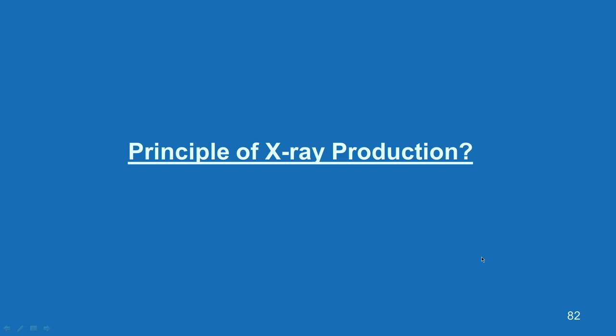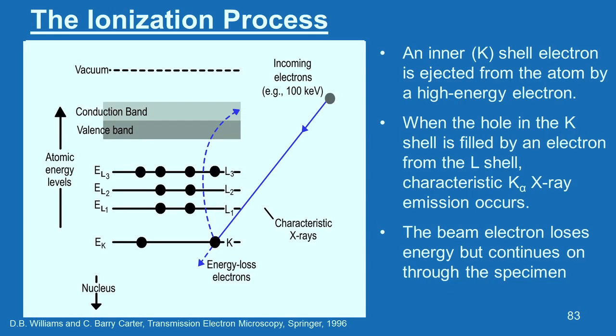And let us look at how the X-rays are produced in this equipment. Look at this schematic, where you see the atomic energy level on one axis, and here you see all the electron energy levels like K, L, M and so on, and then you have the valence band and conduction band. Let us assume the incoming electrons have an energy of 100 kilo electron volt.